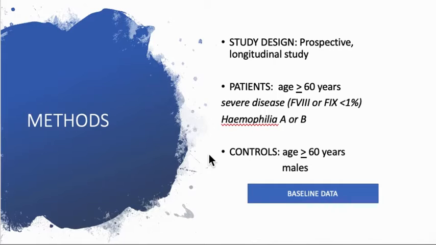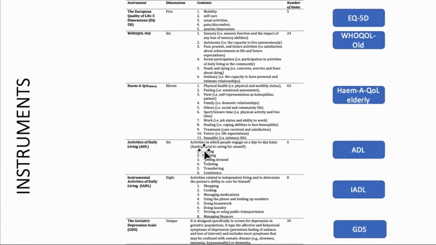The research design was a prospective longitudinal study. In terms of enrollment, patients had an age equal to or greater than 60 years and severe hemophilia, type A or B. Controls had an age equal to or greater than 60 years, and in this presentation we report data from the baseline assessment. The set of tools involved in this research was wide.